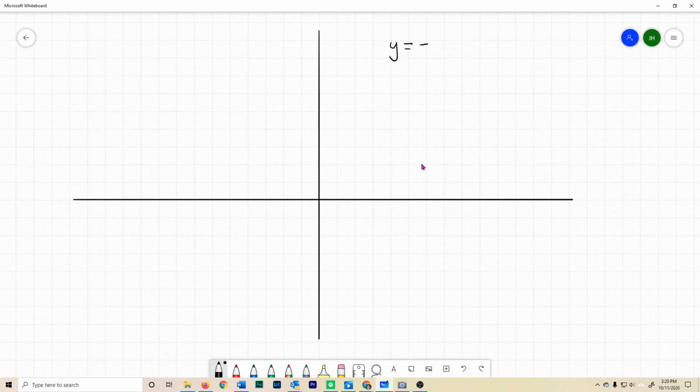y equals -x plus, I don't know, let's just give it a y-intercept of 2. And then another one, y equals x plus, I don't care, 1, y-intercept of 1, because we have fun here. All right, now let's take and graph the first one.